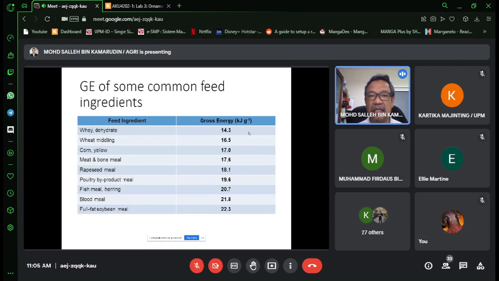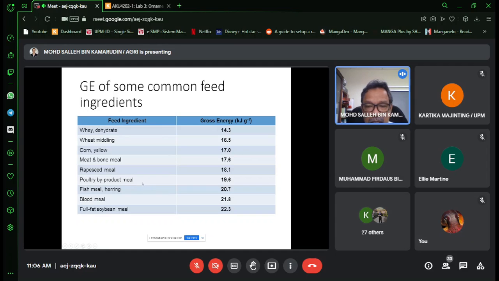These are the gross energy of the common food ingredients. Dalam makanan ikan biasanya kita guna whey, wheat middling. Biasanya kat Malaysia banyak guna ni. Cornmeal, meat and bone meal ni kita biasanya tak pakai di Malaysia dah. Ada sebabnya, biasanya mostly dia tak daripada sumber halal. So kita ada misalnya rapeseed ni, canola meal, ada juga dan sekarang banyak digunakan dalam makanan ikan.